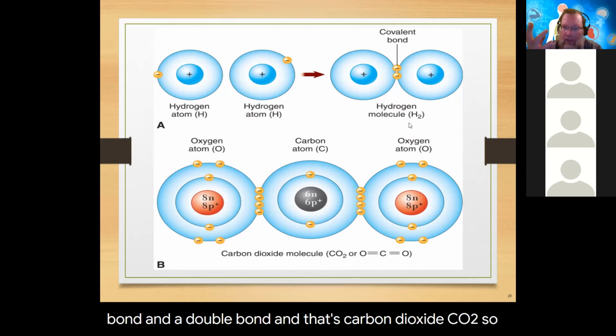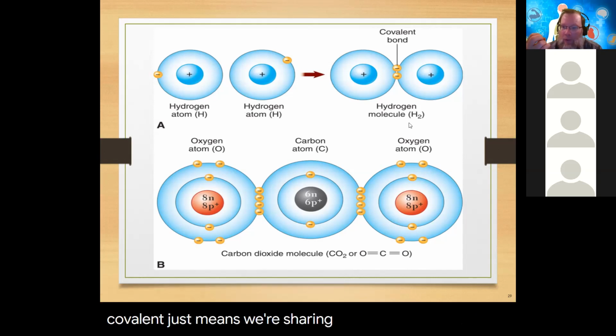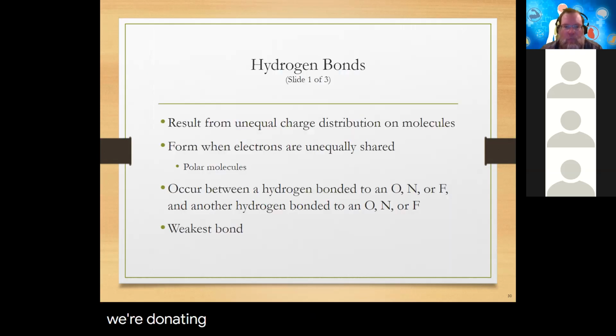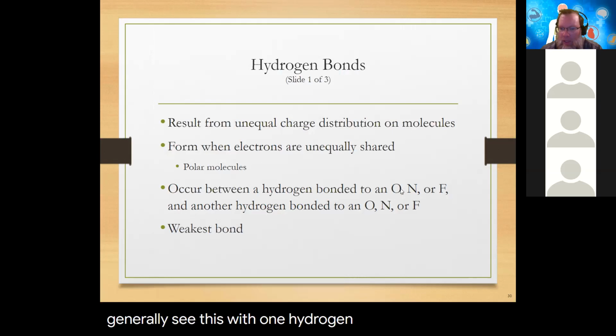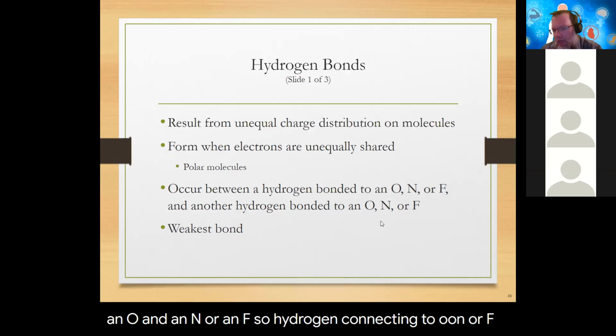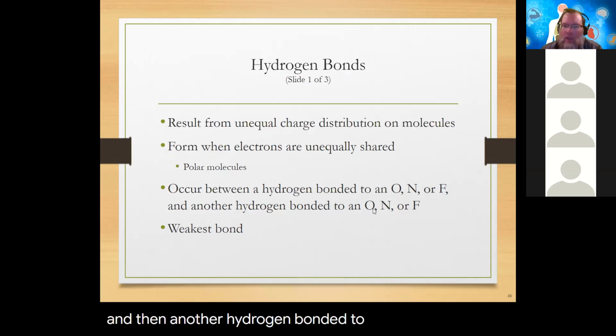Okay, so covalent just means we're sharing electrons. Ionic means we're donating. Hydrogen bonds are next. We see these are a little off the beaten path. These are the weakest bonds. We generally see this with one hydrogen connecting to either an O, an N, or an F. So hydrogen connecting to O, N, or F. And then another hydrogen bonded to the O, N, or F. So we could have 2 hydrogens bonded with an O.